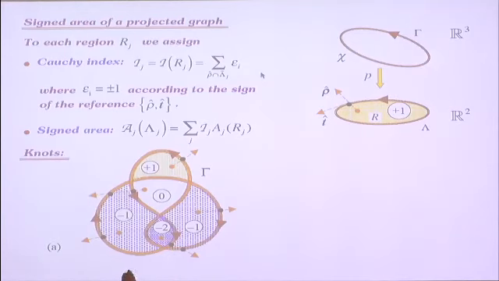What about the central region here? You do the same. You take any point. You can even cross these four arcs, but it doesn't matter. You can choose, for instance, these two arcs.